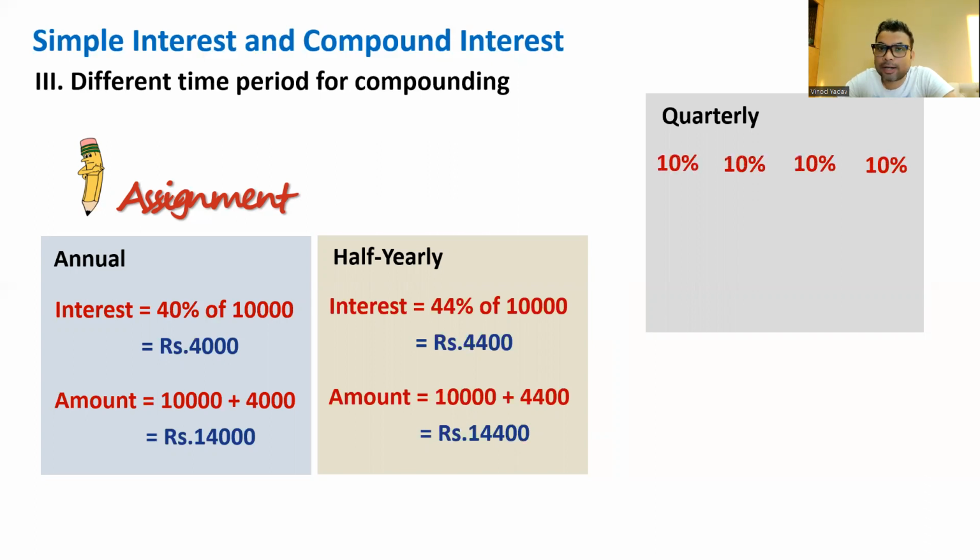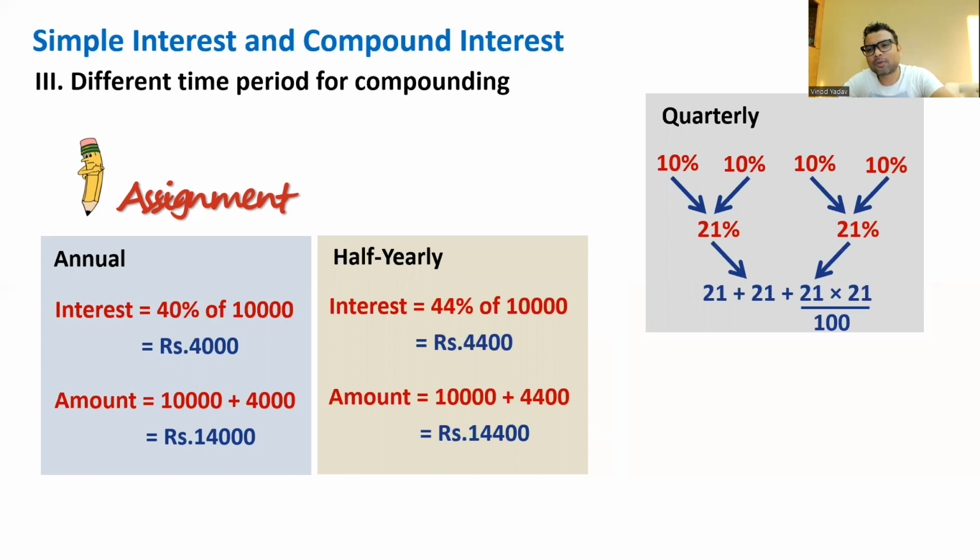Quarterly, 10, 10, 10, 10, 4 times. So the first two will give you what? Up to this should be by heart. 10 and 10, standard number, 21, right? These two will also give you 21 logically. Let's combine again. In successive, you can take two terms only, na, at a time. A plus B plus AB by 100, that's why we take two at a time, not together. A plus B plus AB by 100. Yes, 46.41% effectively.